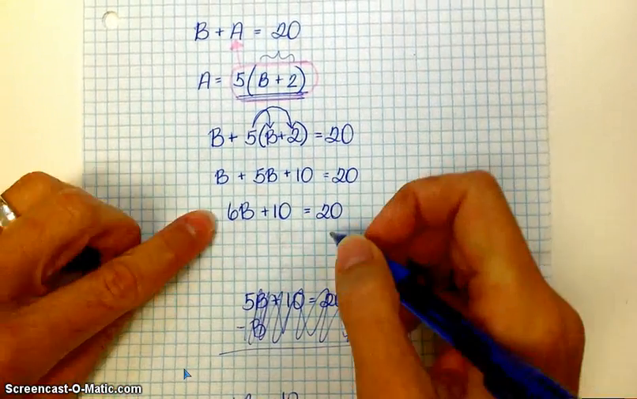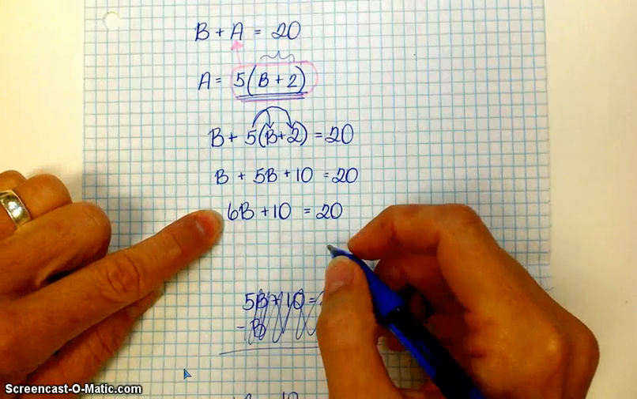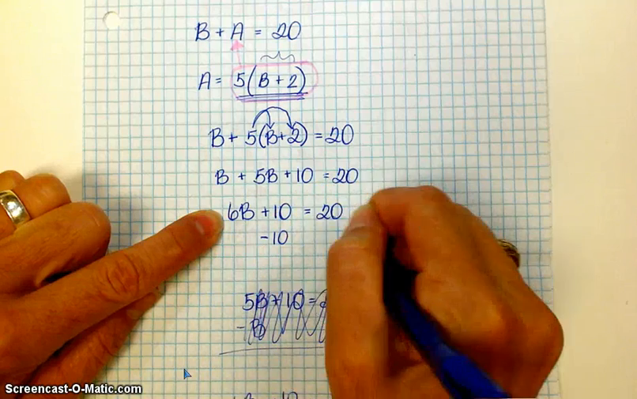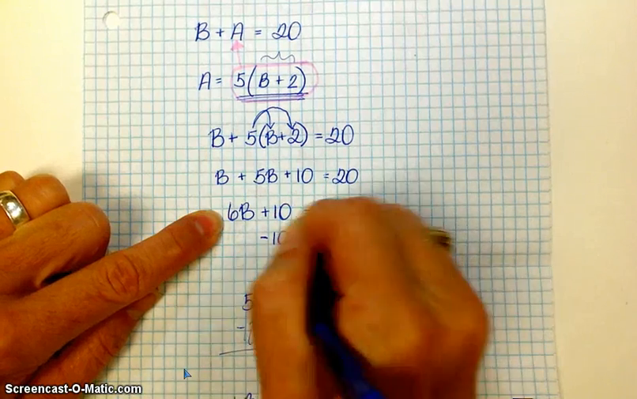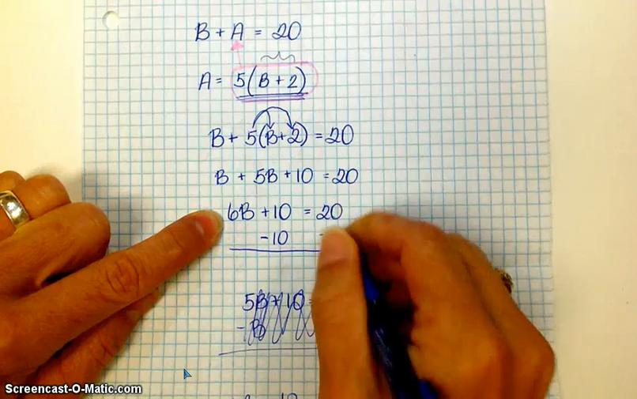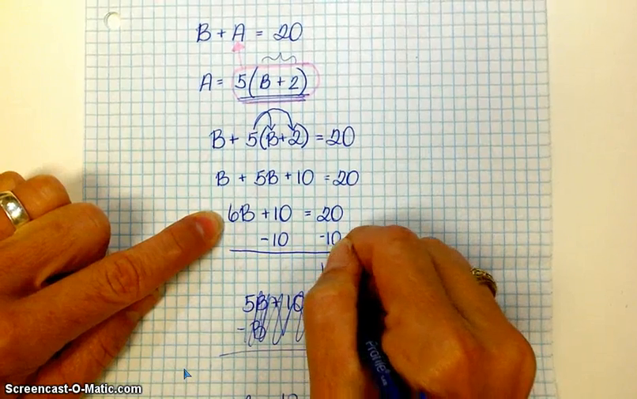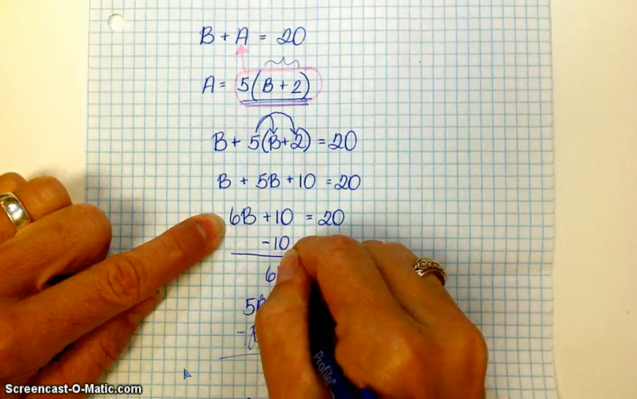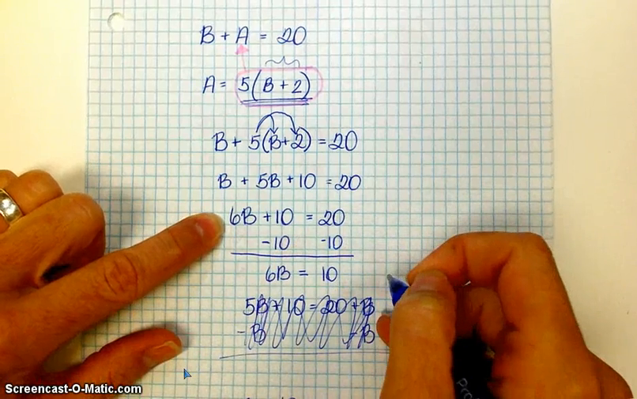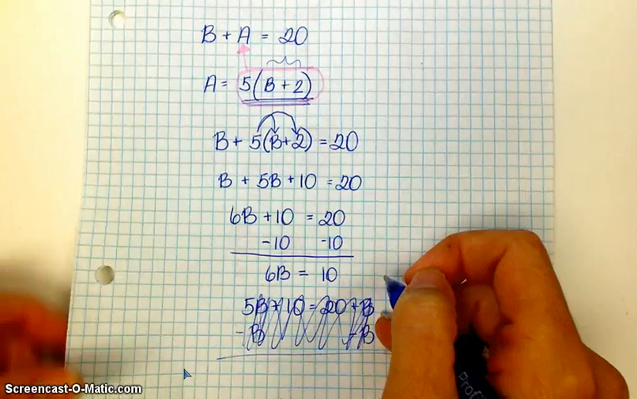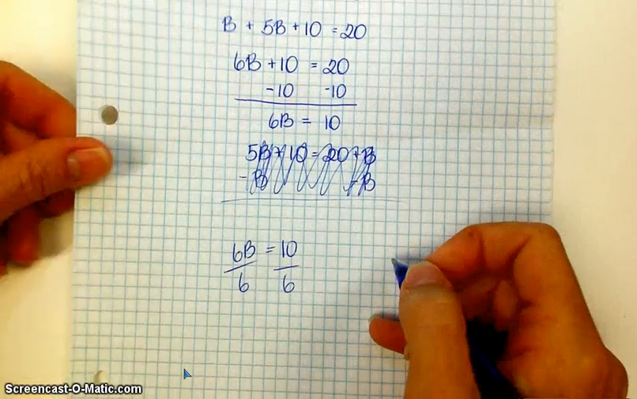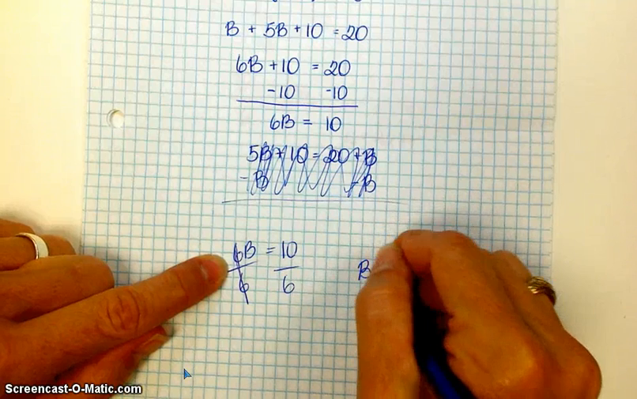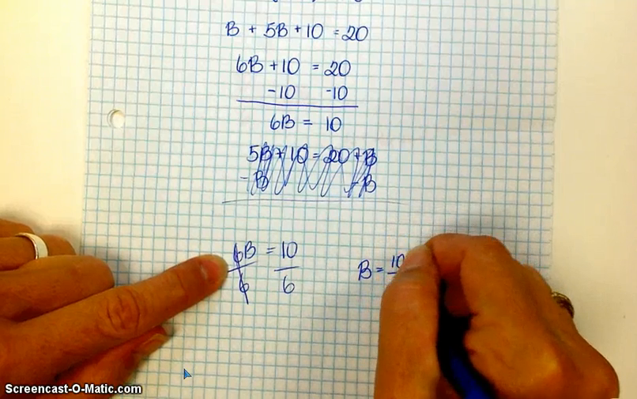Okay. So we're going to pick up where we left off at the end of class yesterday. So next step is for me to subtract 10 on both sides. 20 minus 10 is 10 over here, 6b there. Okay. To get b by itself, you have to divide both sides by 6. b equals 10 over 6.